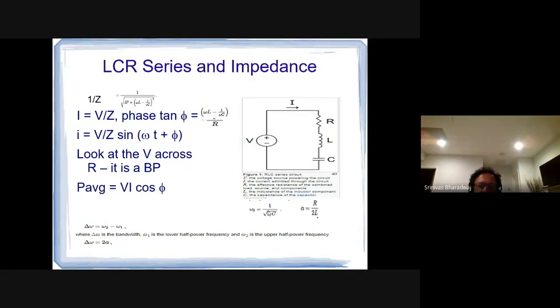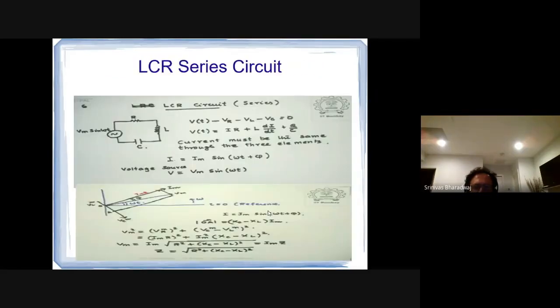Okay, so the first idea that you need to understand is that in such a circuit, the same rules apply. Okay, you have this circuit, you use V equals IZ. Both V and I are also real and imaginary, right? And Z is a complex number.